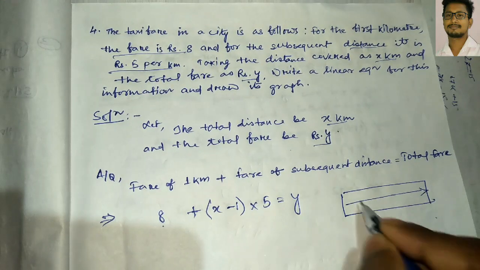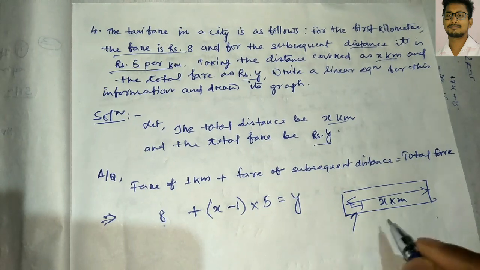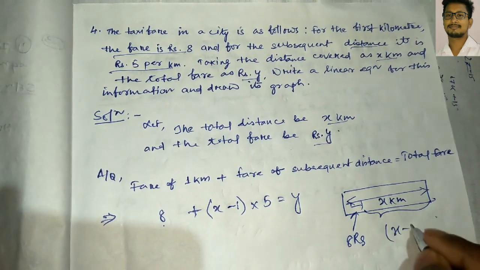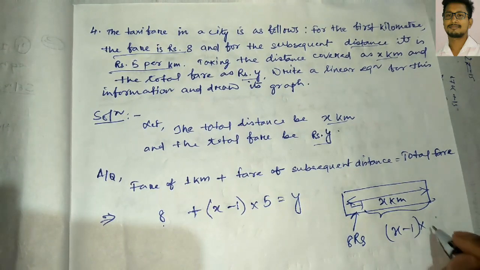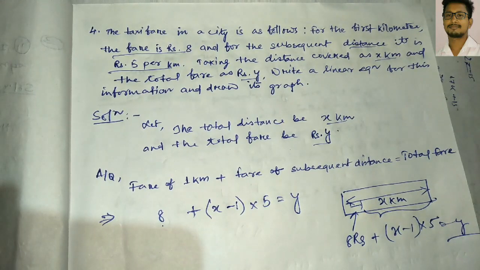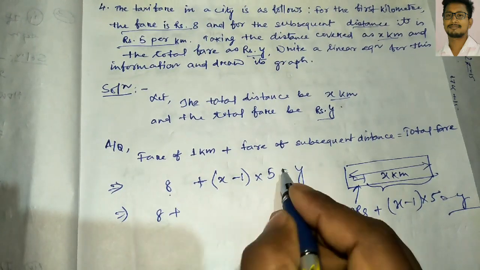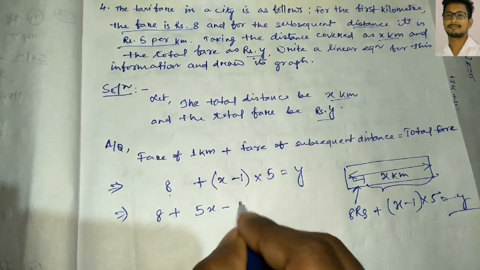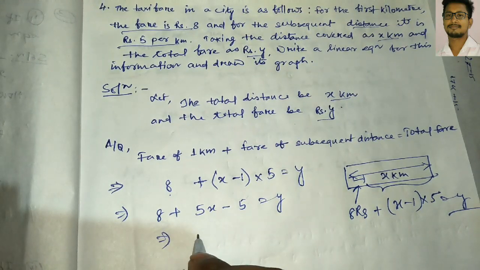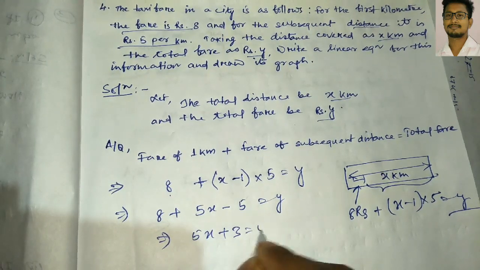You can see here, this is the total distance, how much given? x kilometer. For the first kilometer we are paying rupees 8. So how much remains here? Of course x minus 1. Clear? And for the remaining kilometers we have to pay 5 rupees. So when we add, you'll get the total payment. Clear? So let's do the calculation now. 8 plus 5 into x minus 1, 5x minus 5, equals y. So from here we'll get 5x plus 3 equals y.